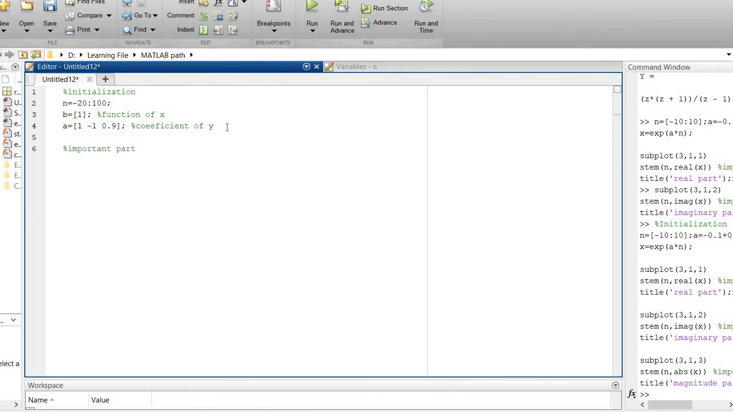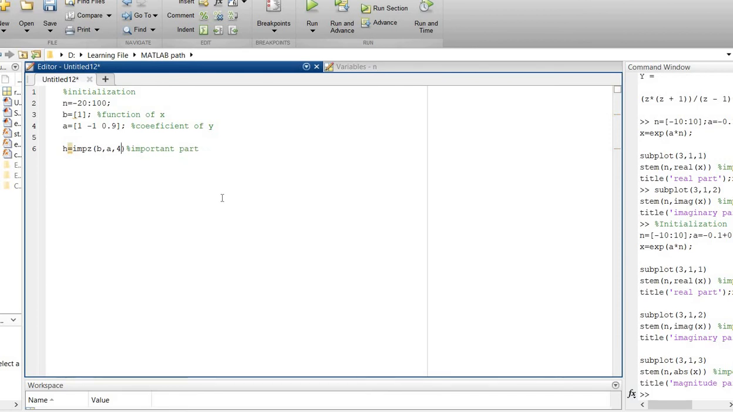Okay, since this is an important part, I expect you to pay extra attention to this one. h is equal to impz(b, a, n), where n stands for the range. You could also just put a number here, like 40, but that would be from 0 to 40.